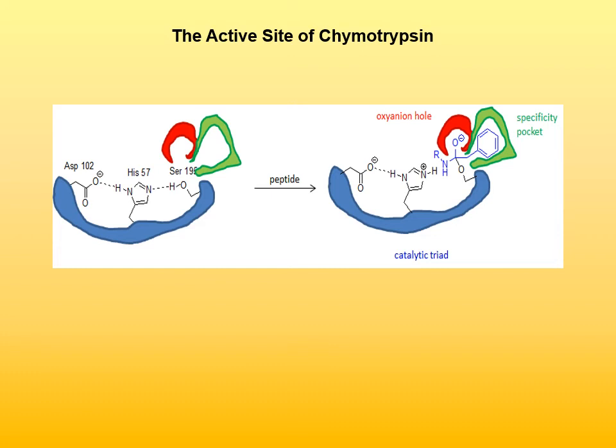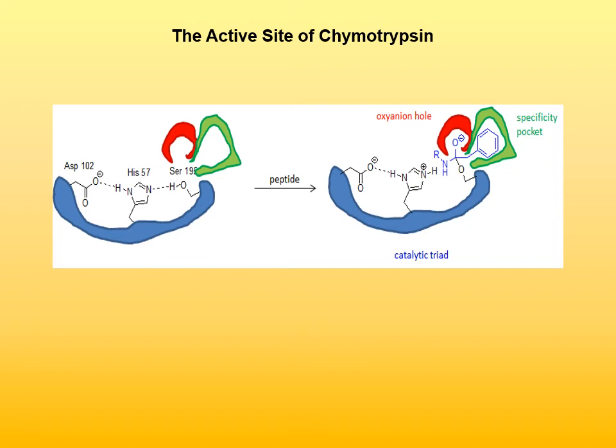Amphiprotic means that it's capable of both donating a proton and accepting a proton. Note that it has an NH group, so it can donate a proton, and it has another nitrogen with a free electron pair, one that is part of the imidazole ring and has a double bond. So that nitrogen has a free electron pair and can accept a proton. In this case, both groups are involved in catalysis.